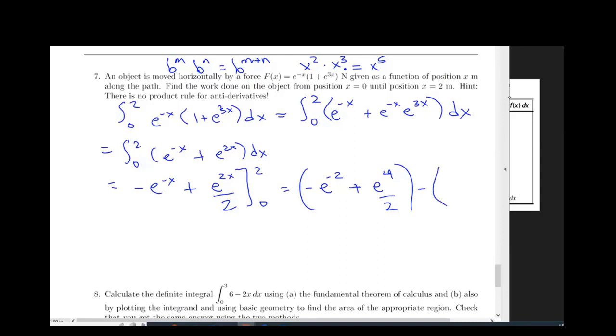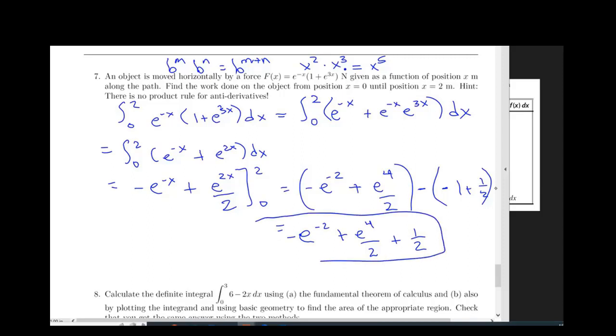Minus, and then I have negative e to the 0, which is 1, plus e to the 0, which again is 1, so it's 1/2, which equals, let's see, negative e to the negative 2 plus e to the 4th over 2. And this becomes minus 1 plus 1/2 is minus 1/2. Minus minus 1/2 is plus 1/2. That's the final answer.